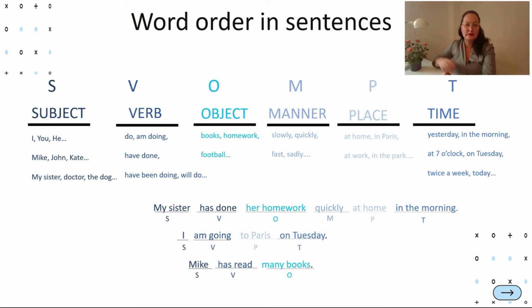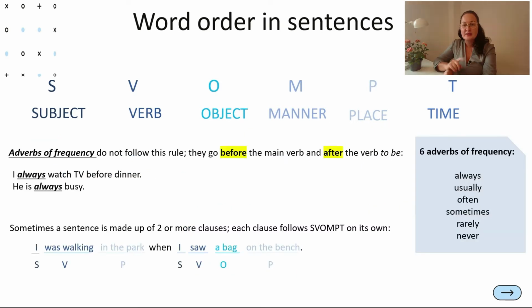SVOMPT is the pattern for statements, right? Not for questions. We will talk about questions in a bit. So when we talk about word order in sentences, we need to remember that adverbs of frequency, such as always, usually, often, sometimes, rarely, or never, do not follow this rule because they go before the main verb or after the verb to be. For example, I always watch TV before dinner, or he's always busy. It is only true for these 6 adverbs of frequency. All the other adverbs follow the SVOMPT pattern. So just remember these 6.